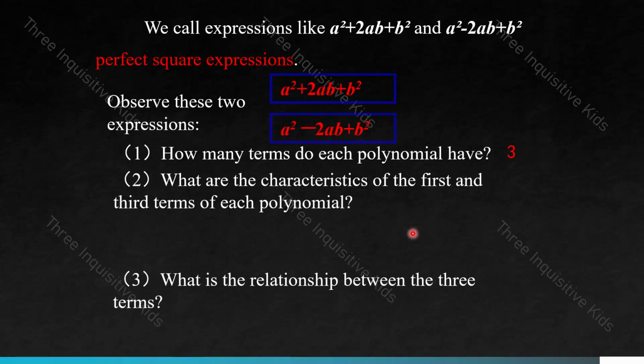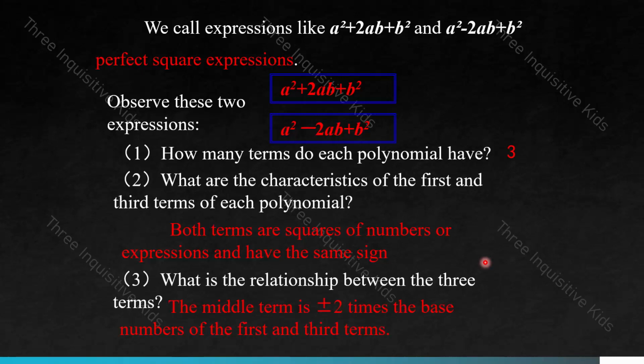Well, each polynomial has three terms, making each of them a trinomial. And their characteristics are that both terms are squares of numbers or expressions and have the same sign. The middle term is positive 2 times or negative 2 times the base numbers of the first and third terms. The base numbers are a and b.